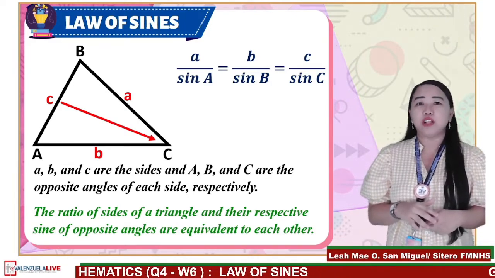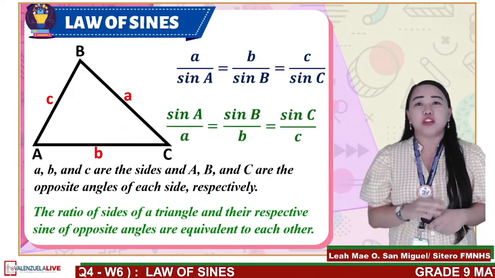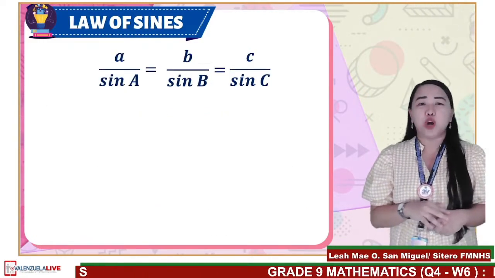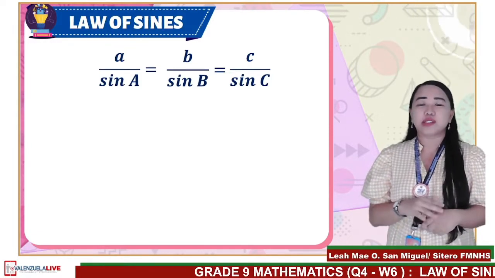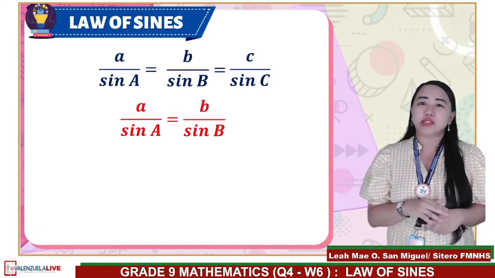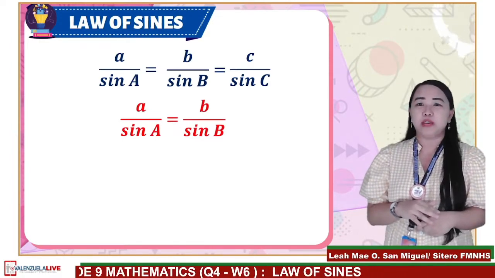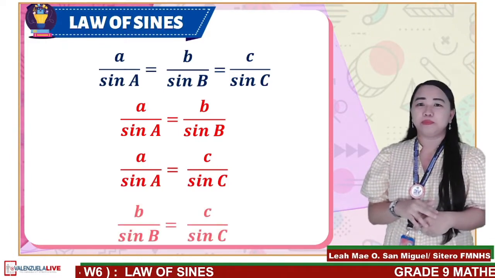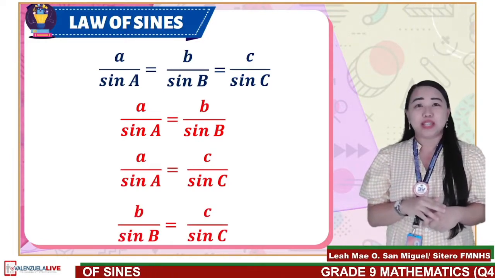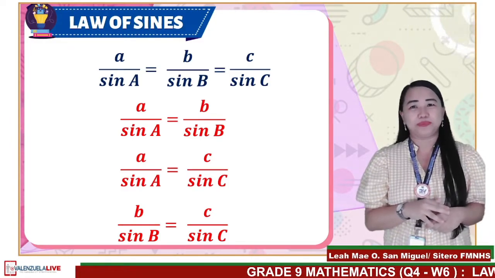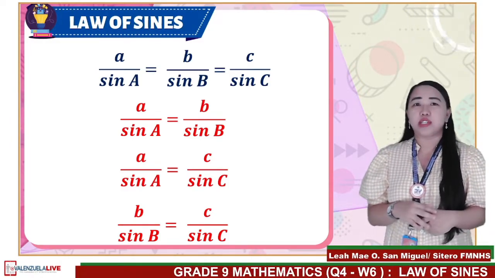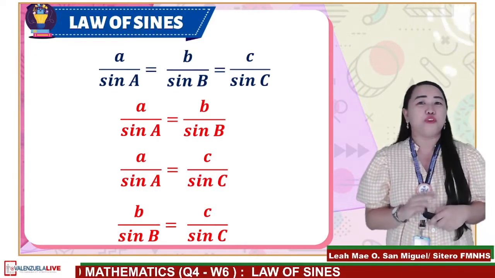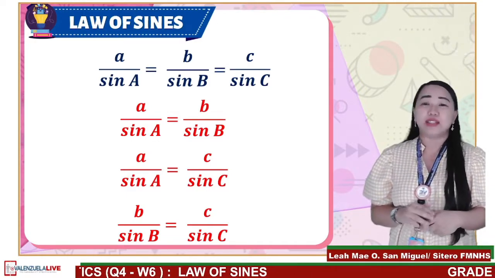We can also express the law in this form, but the form that we will use in the examples is the first form. From this given proportion, we can derive these proportions as follows. A over sine A is equal to B over sine B. A over sine A is equal to C over sine C. And B over sine B is equal to C over sine C. This law of sines is one of the methods of solving missing parts of oblique triangle. The other method is the law of cosines, which will be discussed next week.